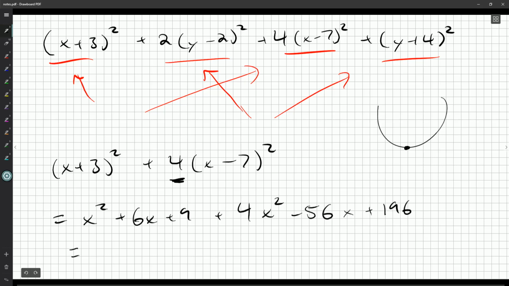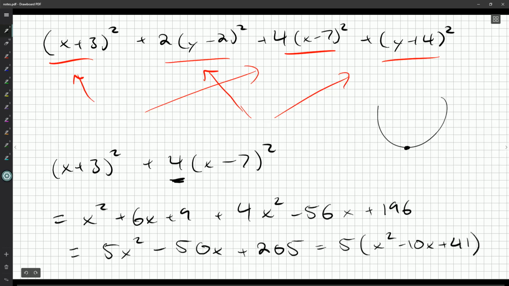Alright, and then we'll get 5x² − 50x plus, what have we got? 205. So I can definitely pull out a factor of 5 here: x² − 10x + 41. And I suppose I could complete the square, because we're trying to find the minimum value of a parabola, so we should put it in vertex form.